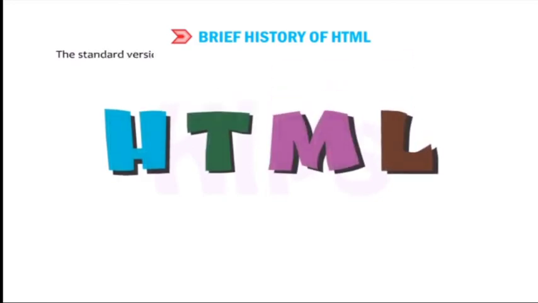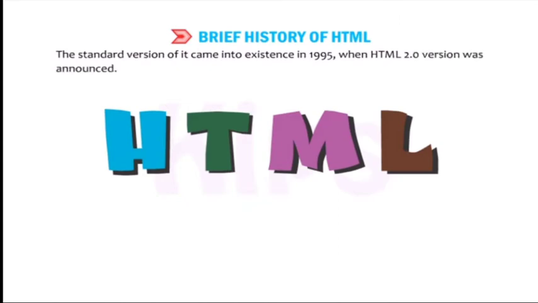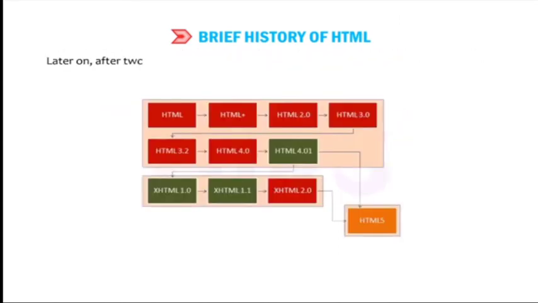The standard version of it came into existence in 1995 when the HTML 2.0 version was announced. Later on, after 2 years, HTML 3.0 and then after 2 years, HTML 4.0 was announced. HTML5 came into existence around 2008.